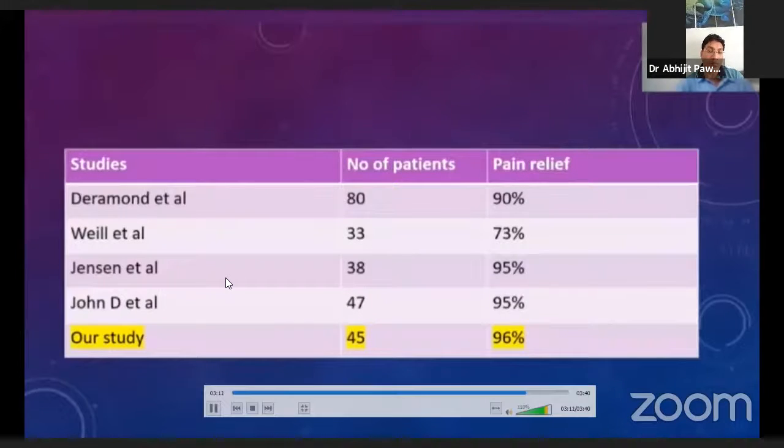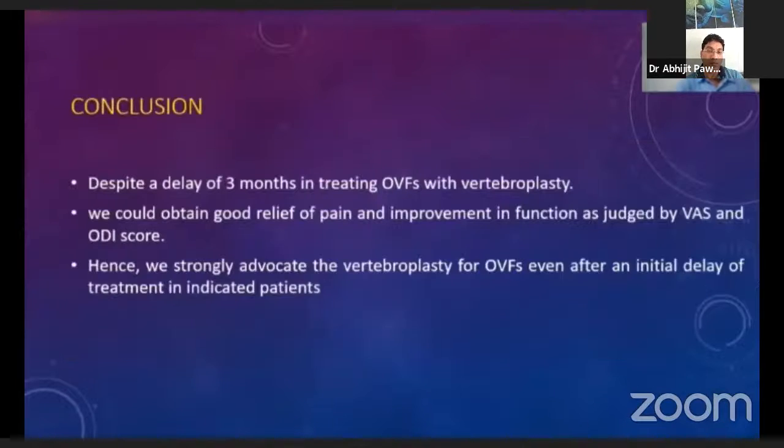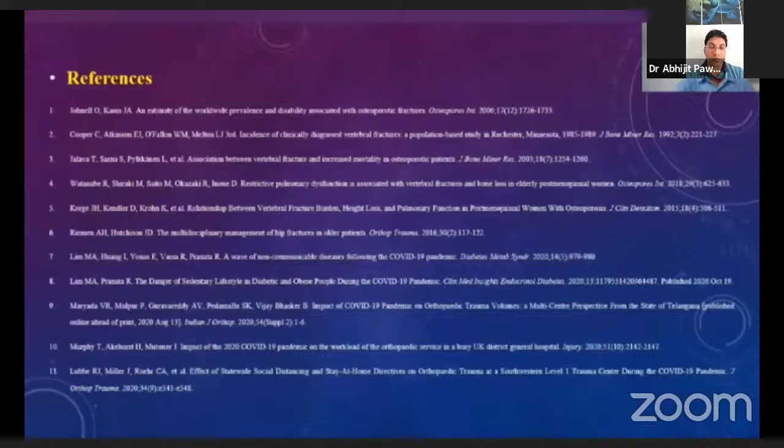Our study correlates well with other studies. Our study was done on 45 patients with vertebroplasty. Of these, 96% of the patients had significant improvement in pain and function. Despite a delay of 3 months in treating OVF with vertebroplasty, we could obtain good relief of pain and improvement in function as judged by VAS and ODI scores. Hence, we strongly advocate vertebroplasty for OVF even after initial delay in treatment in indicated patients. Thank you.